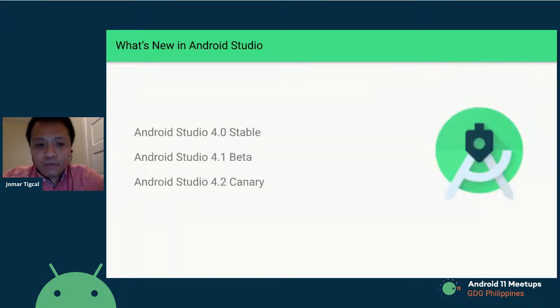Another part of modern Android development is, of course, Android Studio, the official IDE. This month, I think we are now on Android Studio 4.0. 4.0 is the stable version, and we have 4.1 on beta and 4.2 on Canary. I'm just going to discuss a bit of what's new in them, because there are a lot of different changes.